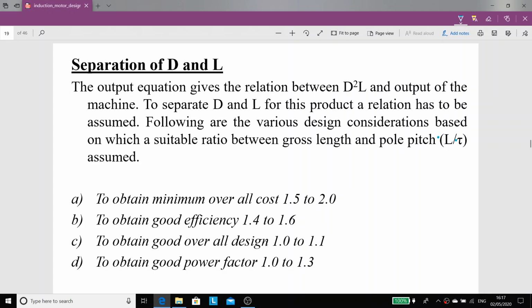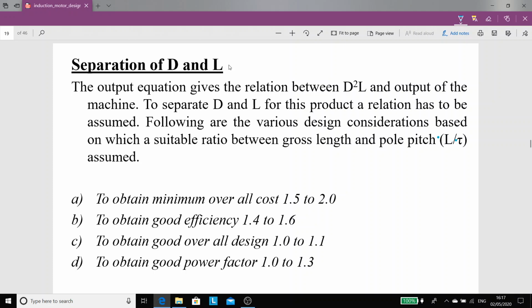I am Purushottam Bharambe. This is my fourth video on electrical machine design. In the last video, we discussed the output equation of the induction motor and how we select the specific electric and magnetic loading. Now, in continuation, we will see how to separate out D and L, the two main dimensions of a three-phase induction motor.